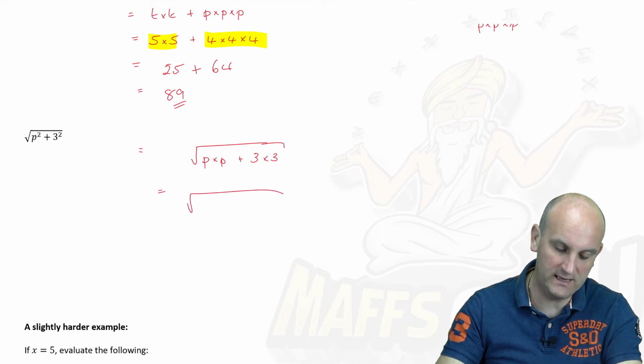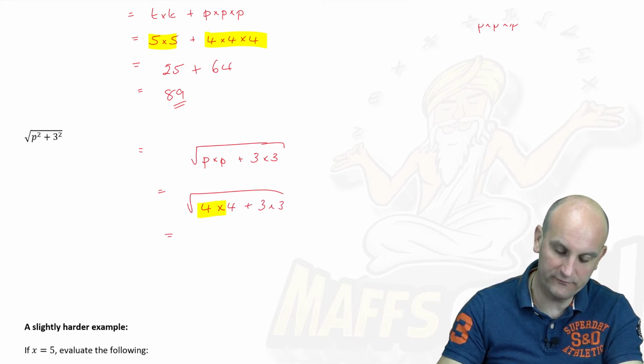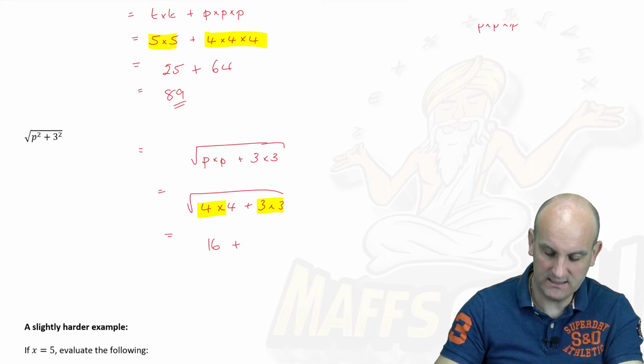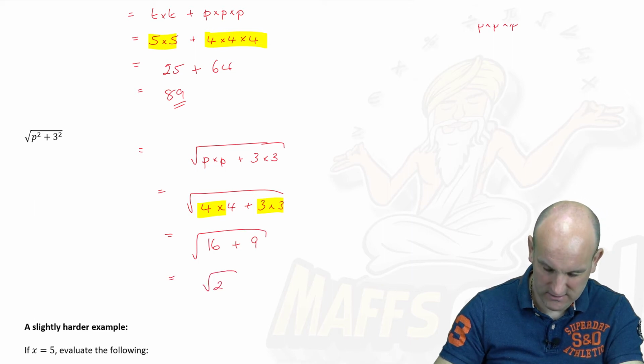Do I know what the value of p was? Yes, it's 4. So it's 4 times 4, plus 3 times 3. Let's work out what 4 times 4 and 3 times 3 are. 4 times 4 is 16. 3 times 3 is 9. Keep that square root sign in. Keep the square root sign in: it is 25.